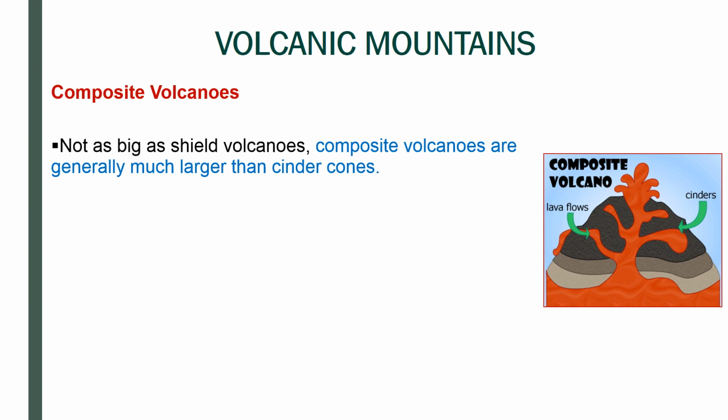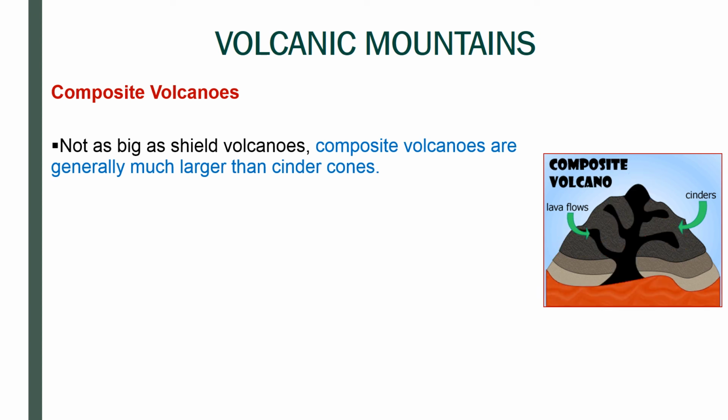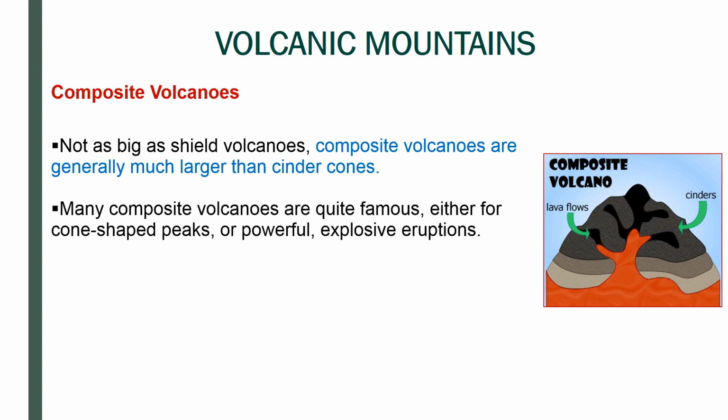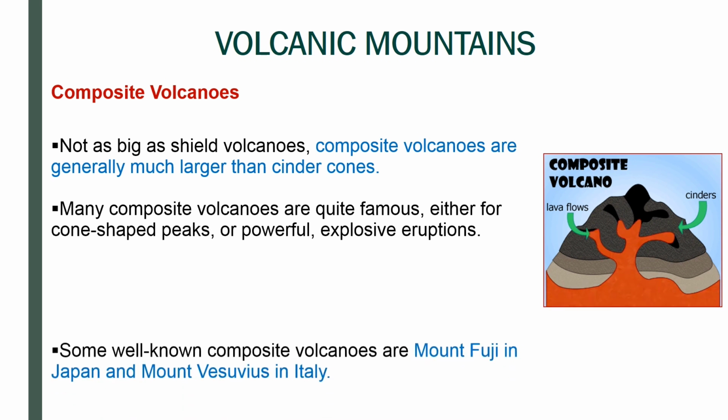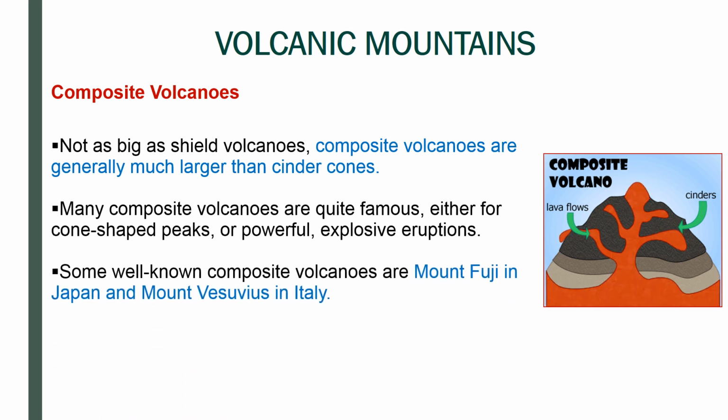Okay, and this picture represents the composite volcano, and many volcanoes of this type are famous because of their cone shape, peaks, and powerful and explosive eruptions. And some examples of this type are Mount Fuji in Japan and Mount Vesuvius in Italy.